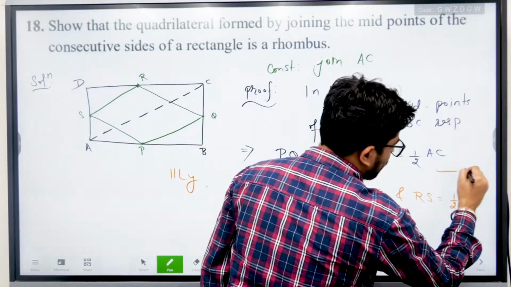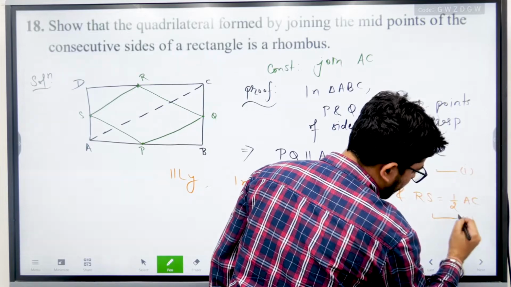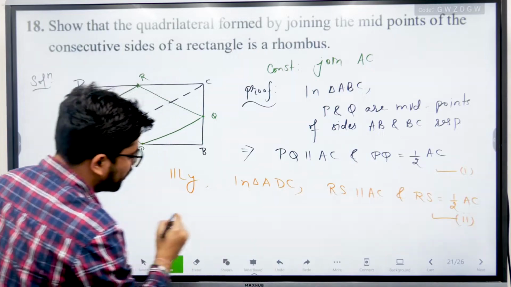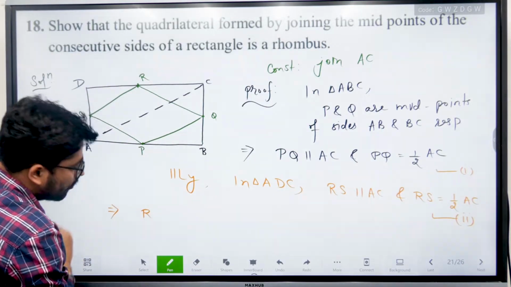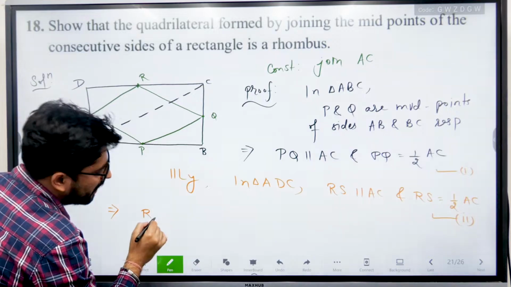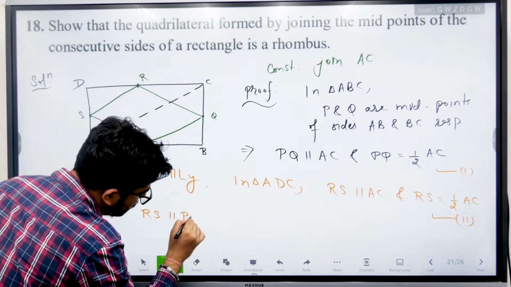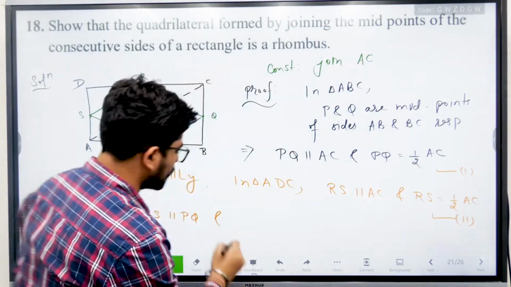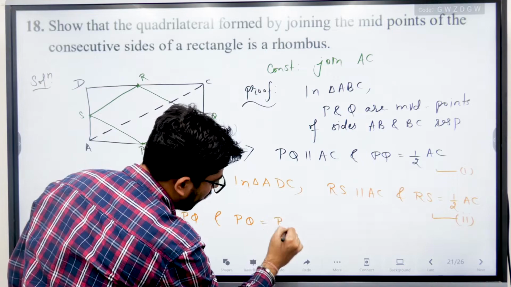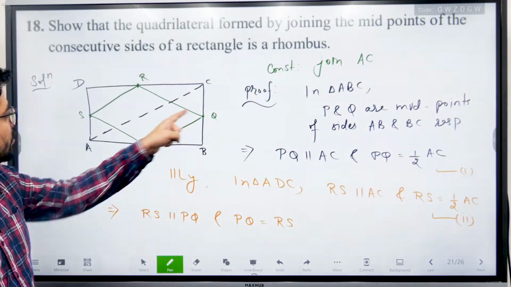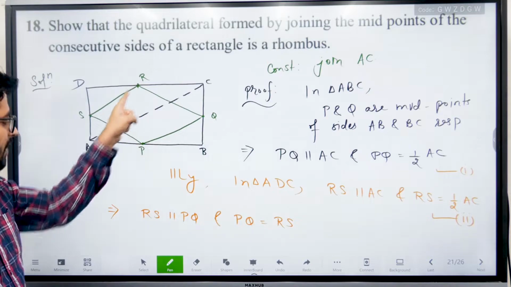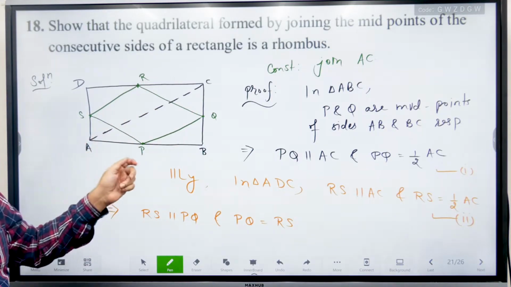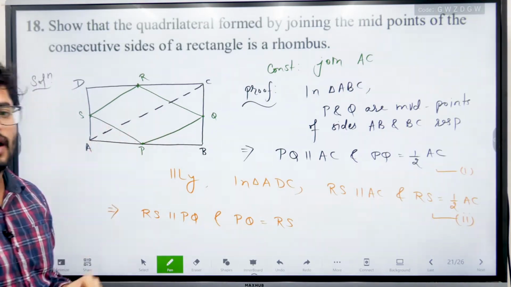Using this, let's say this is your first and this is the second one. PQ is parallel to AC, RS is parallel to AC. So from these two, PQ is parallel to RS. And PQ is half of AC, RS is half of AC, so PQ is equal to RS.